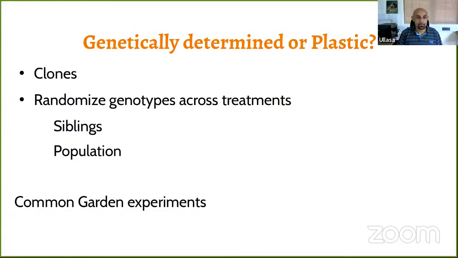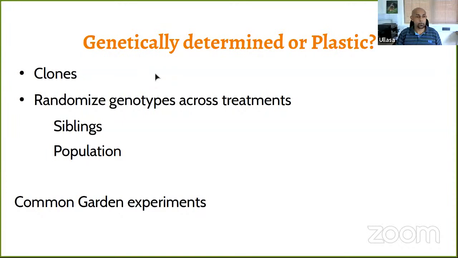Now, how do we determine whether the phenotype is because of phenotypic plasticity or because of genetic determination? If you have clones, obviously you can take the clones and expose them to different environments and see what happens. Under the different environments, if they still give you the same phenotype, then you would probably conclude that they're not sensitive to at least that particular set of environments. Clones are not easy to obtain in all cases.